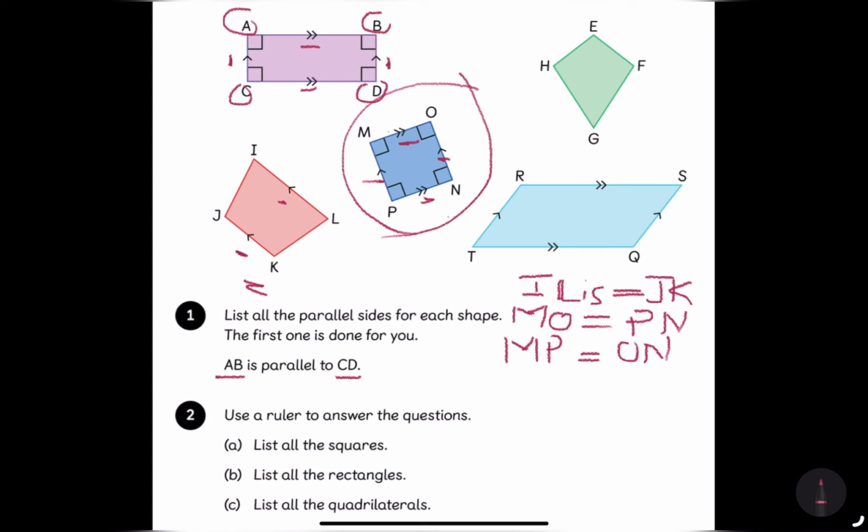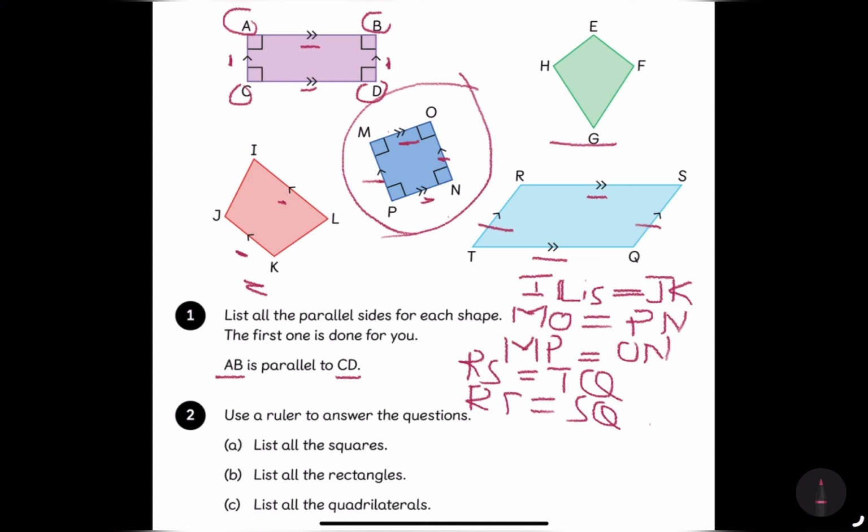Let's go to the next figure now. That is my RSTQ. Again, my symbols denote RS is parallel to TQ, and RT, the second symbol that we will see is this one, is parallel to SQ. So I hope we have covered all the parallel lines. Let's go to the next one.